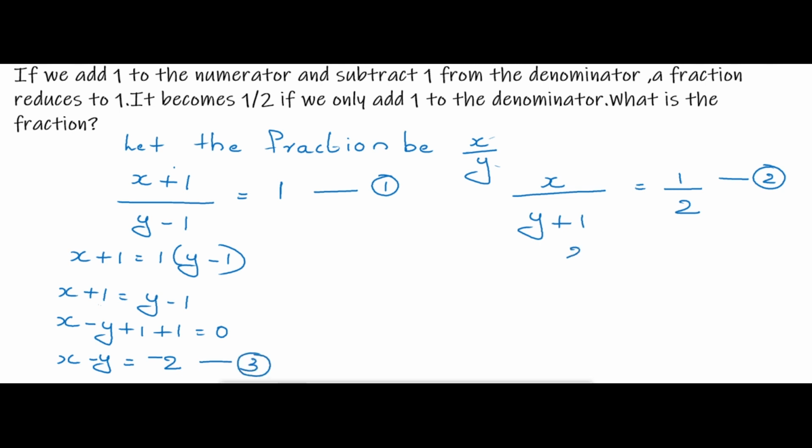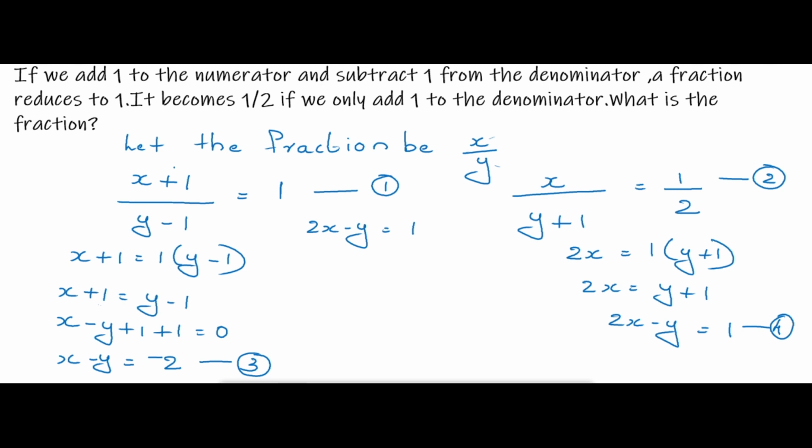Here, 2x, cross multiplication, 2 into x, then 1 into y plus 1. 2x is equal to y plus 1. 2x minus y equal to 1. Name it as equation number 4. So, subtracting equation 3 from 4, that is 2x minus y equal to 1 and x minus y equal to minus 2.